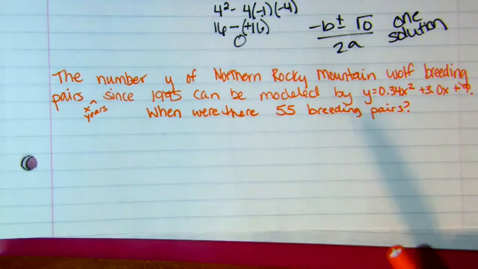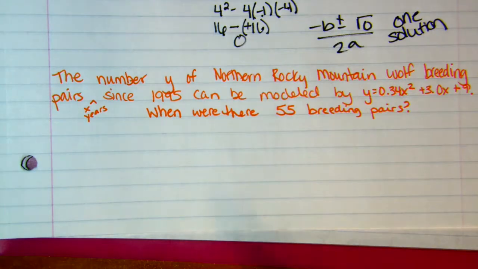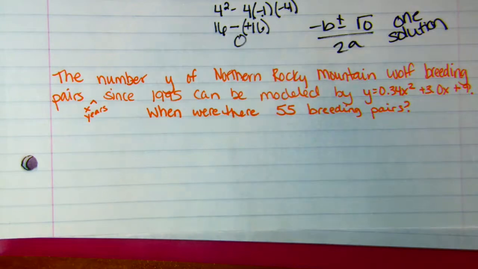Okay, our final problem is a word problem. This is a really good example of why we want the quadratic formula. The number y of Northern Rocky Mountain wolf breeding pairs x years since 1995 can be modeled by y equals 34/100 x squared plus 3x plus 9. We want to know when were there 55 breeding pairs.